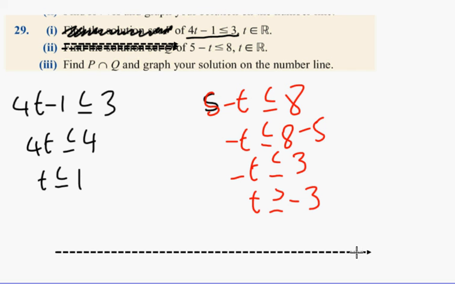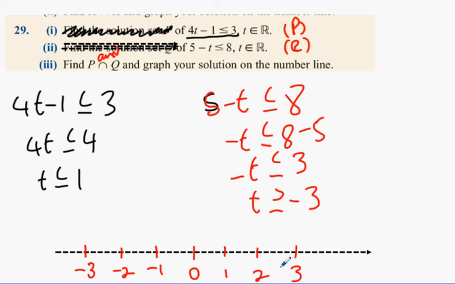Now, the last one asked me to find P intersection Q. Intersection means and. So P was the first answer, Q was the second answer. Join them together and make a number line out of them. Okay? So what do we get here? Minus 3, minus 2, minus 1, 0, 1, 2, 3. Okay. Is it a filled in line or is it dots? How do I know?